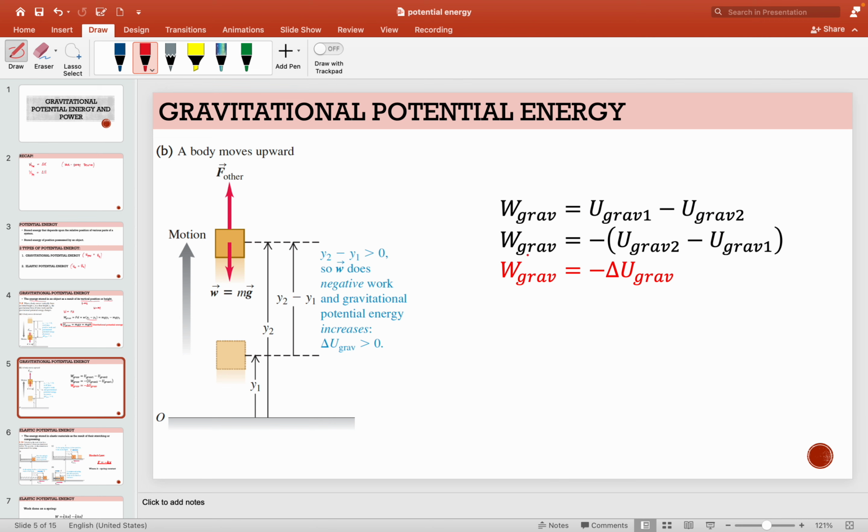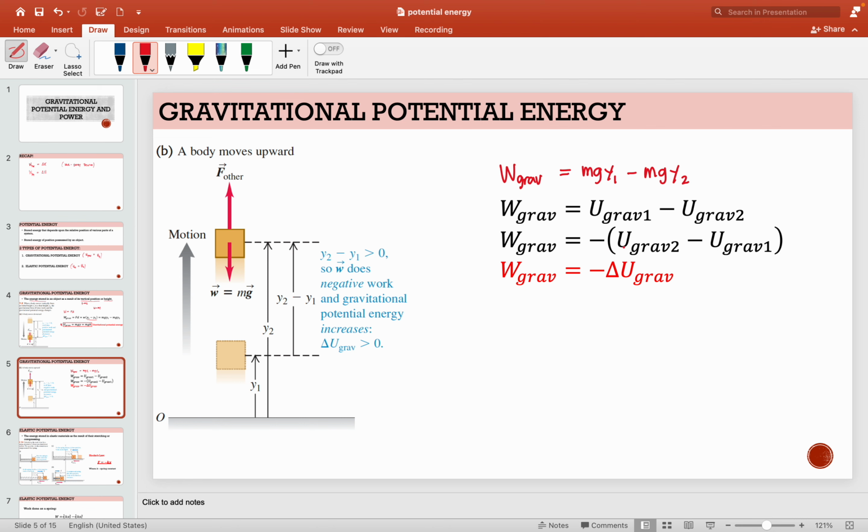Okay, so let's go back to the work done by gravitational potential energy. We have work done by gravitational potential energy is equal to mass times gravity times y sub 1 minus mass times gravity times y sub 2. Now, mass times gravity times y sub 1 is our initial gravitational potential energy, and m times g times y sub 2 is our final gravitational potential energy.